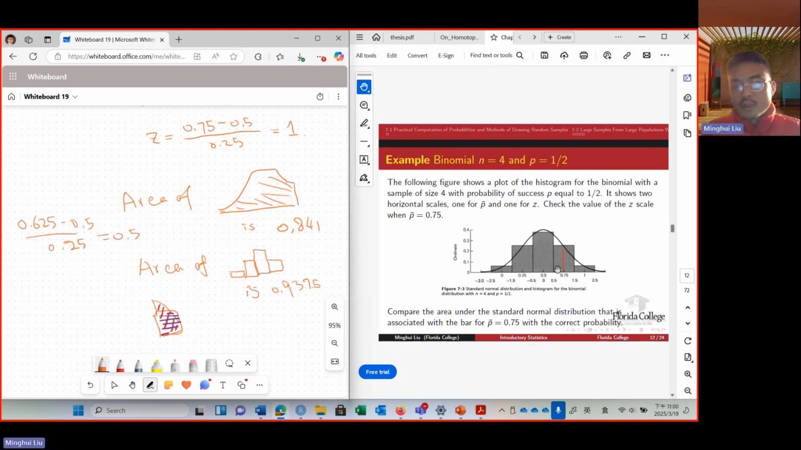Similarly, you can do the other average. So this will give you 0.875, minus 0.5, and then over 0.25. So in this case, we're going to get 1.5. So we're going to find the area between these two z values under the curve.